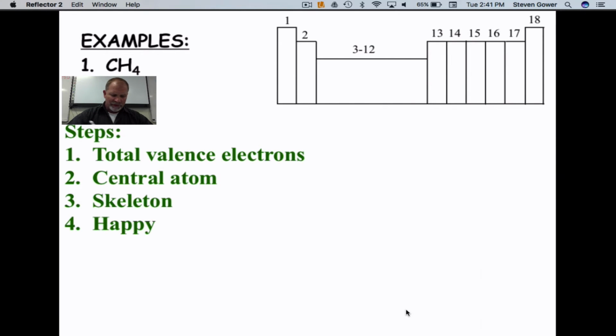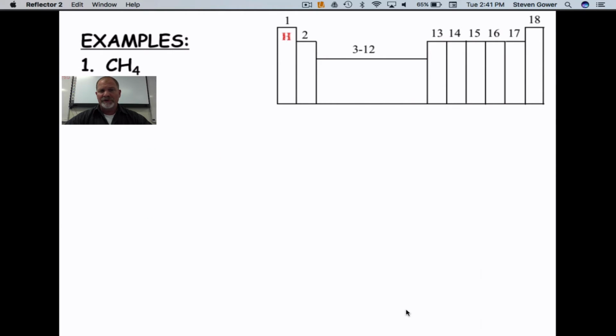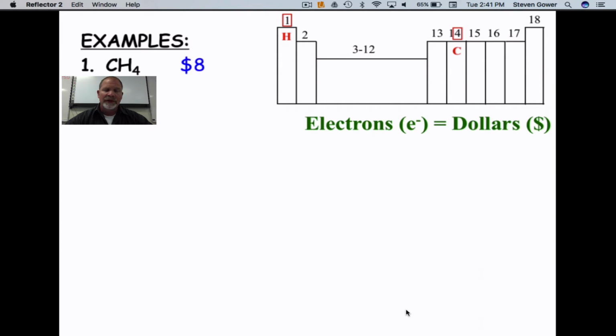The process is total, central, skeleton, happy. So in step 1, I need the total. Where do I go? I go to the periodic table. Now I just look at the column numbers. Hydrogen gives me 1. It's in column 1. I have 4 of them, so I have a total of 4. Carbon's in column 14. It gives me 4, so I have a total of 8 electrons to work with in the situation.